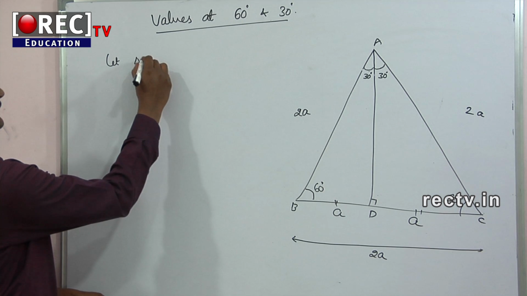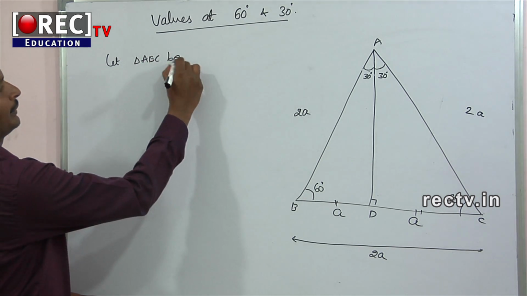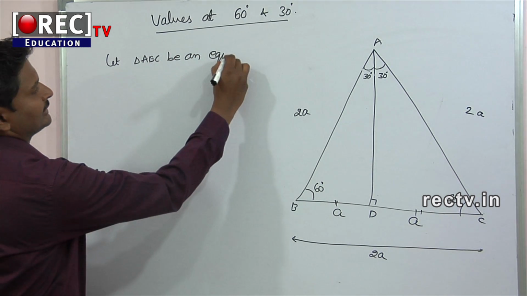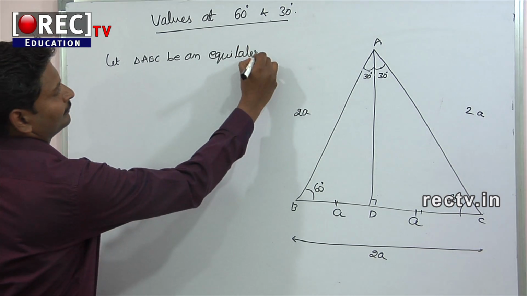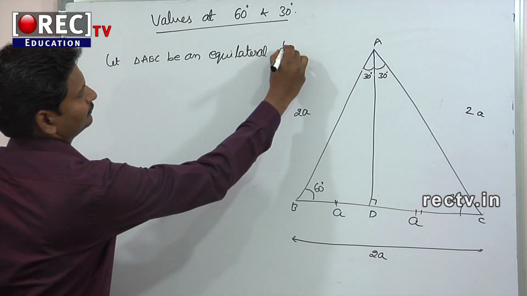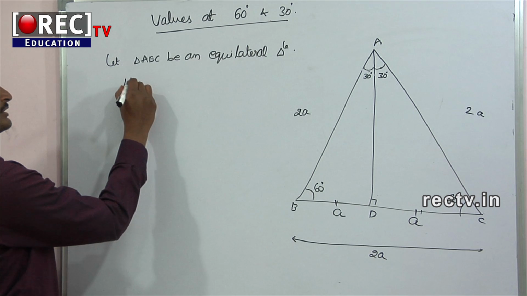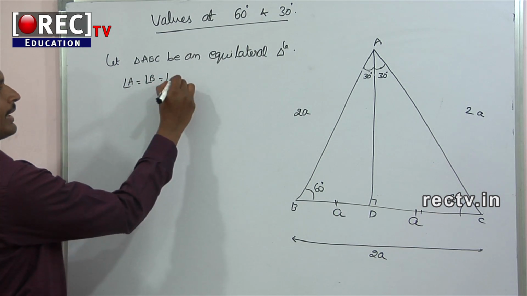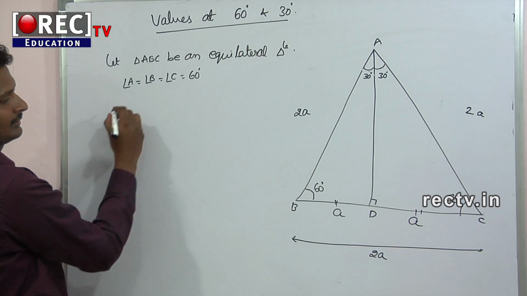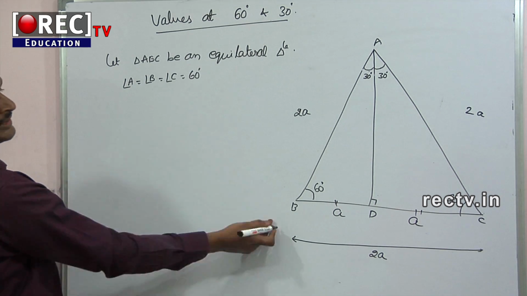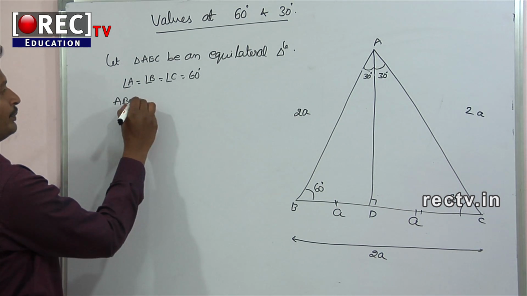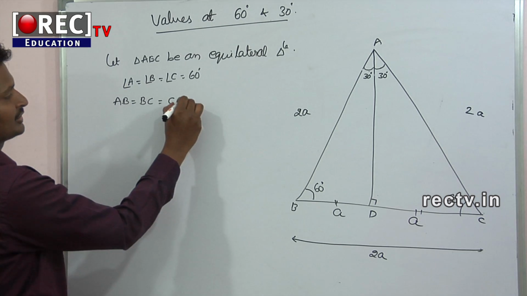Let triangle ABC be an equilateral triangle. Angle A is equal to angle B is equal to angle C is equal to 60 degrees. AB is equal to BC is equal to CA is equal to 2a.